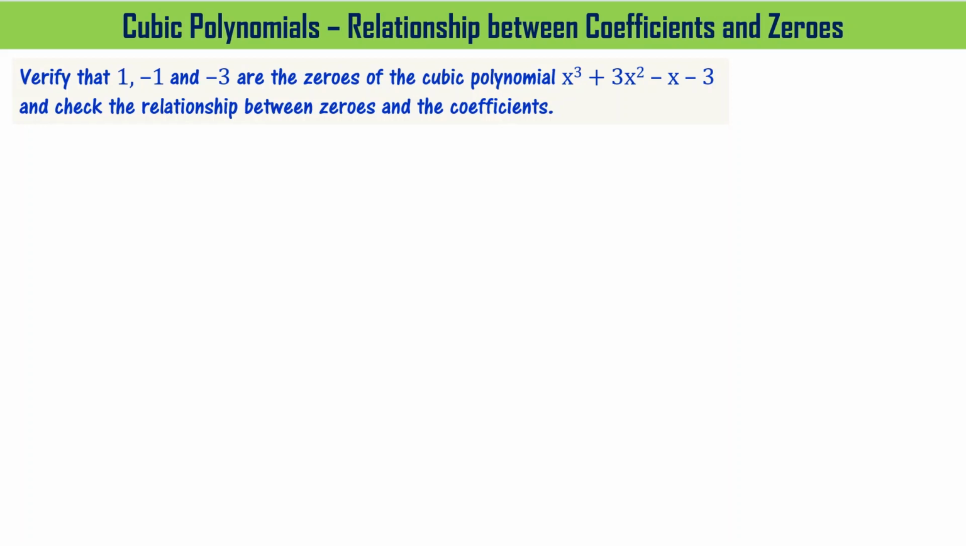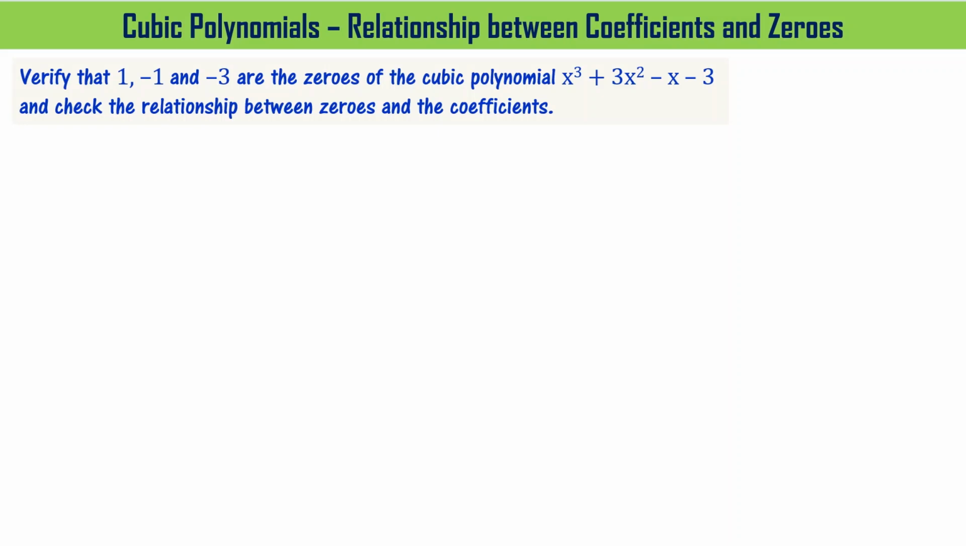Verify that 1, minus 1, and minus 3 are the zeros of the cubic polynomial x cube plus 3x square minus x minus 3. Cubic polynomial can have at most 3 zeros, right? So 3 of them are given. We have to see whether they are zeros or not. We have to verify first, and then we have to check the relationship between zeros and the coefficients. Whatever relations we have derived just now, we have to check whether those relations are holding true or not. That is the application problem.